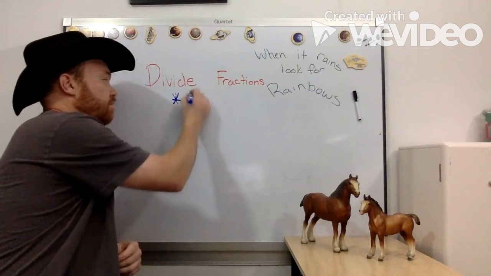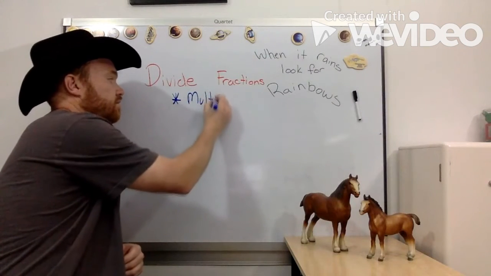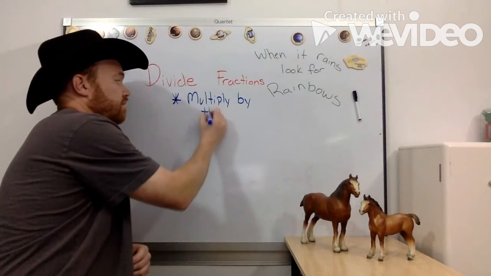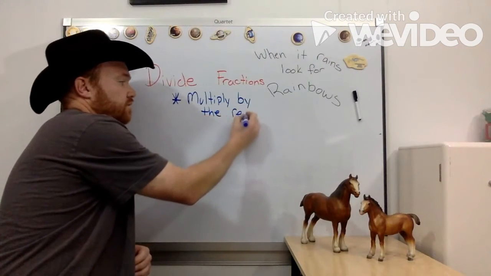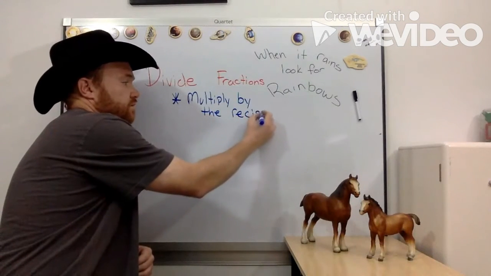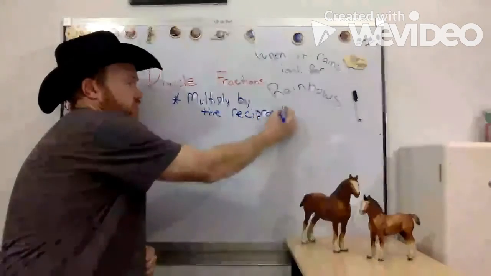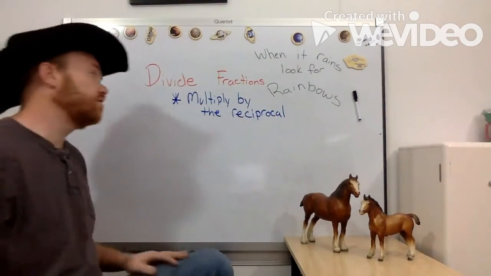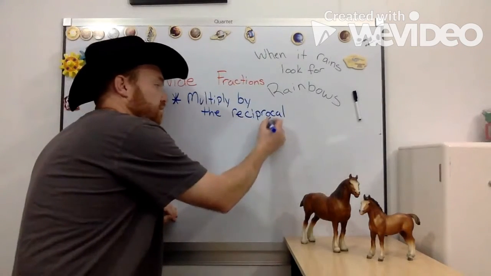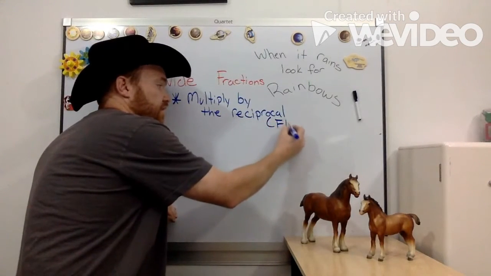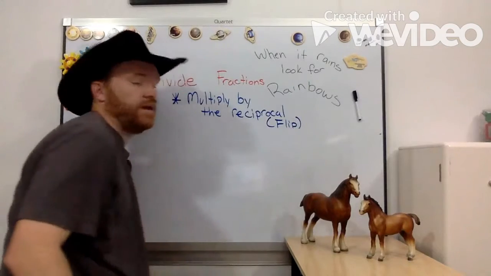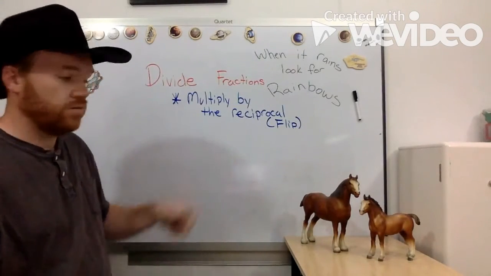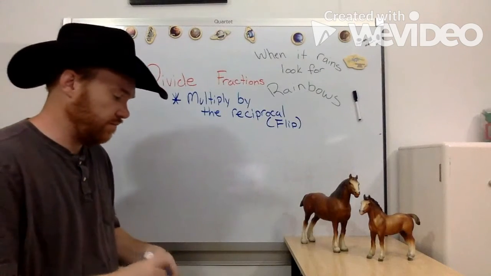fractions, we need to multiply by the reciprocal. The reciprocal. That's a really big word for flip. I always say we're going to multiply by the reciprocal or we're going to multiply by the flip. All right? So, what do I mean? Here we go.